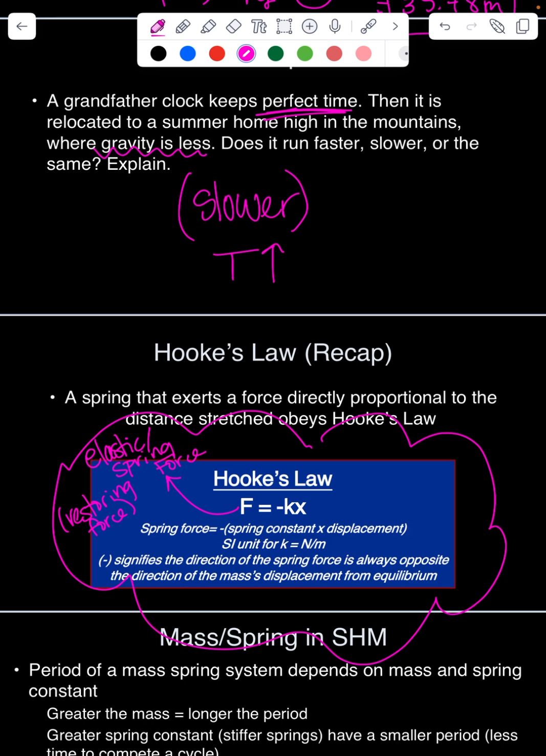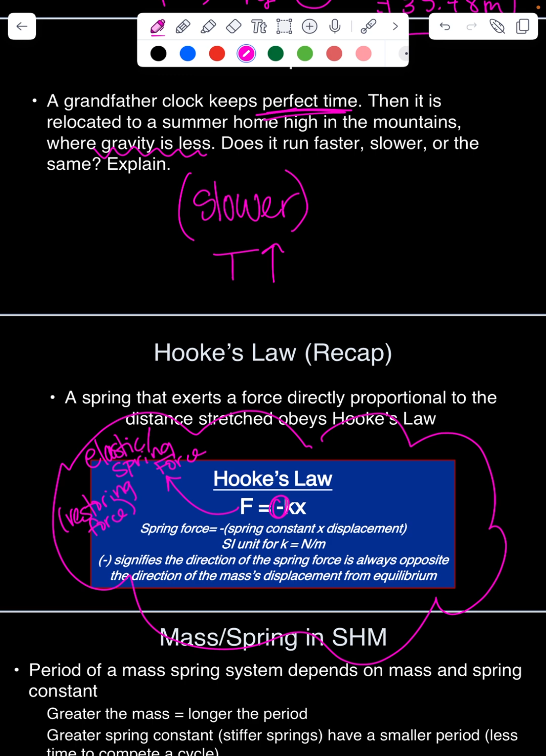Negative kx. We should remember that k is our spring constant. That tells us how strong, how stiff, or how flimsy our spring is. And x is how far it has either been stretched or compressed. The big thing we need to see right here is this negative. That negative tells us that our elastic force is always going to go in the opposite direction as the motion of the spring.